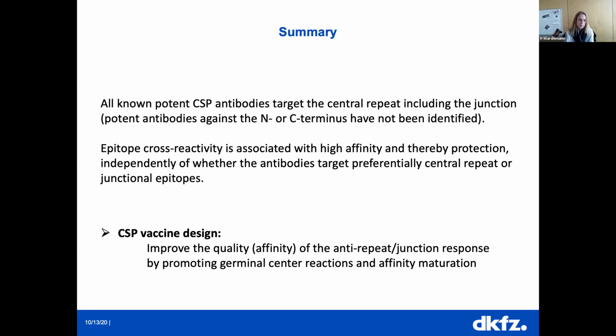So what does that mean for vaccine design? We believe that we need to improve the quality, meaning the affinity, of the anti-repeat junction response, and most likely by promoting germinal center reactions and affinity maturation.